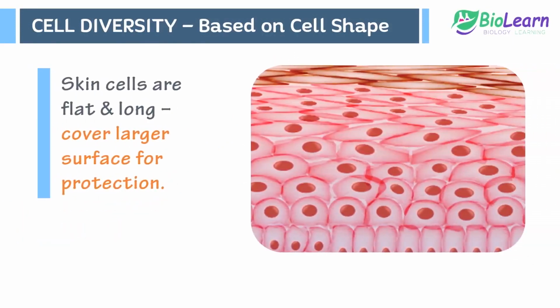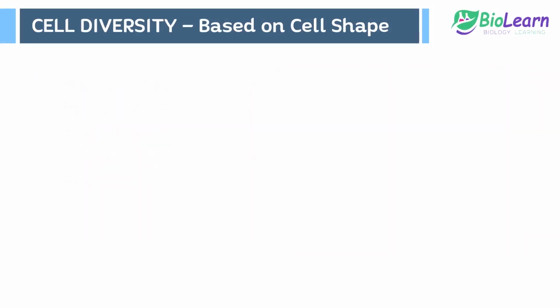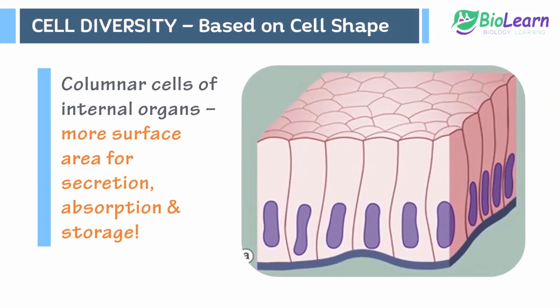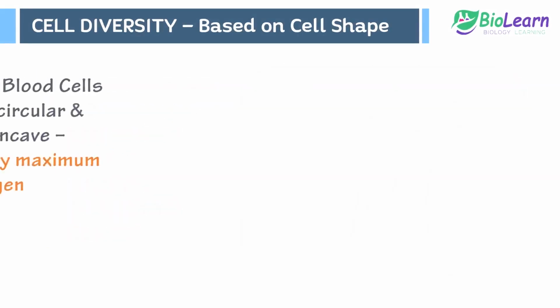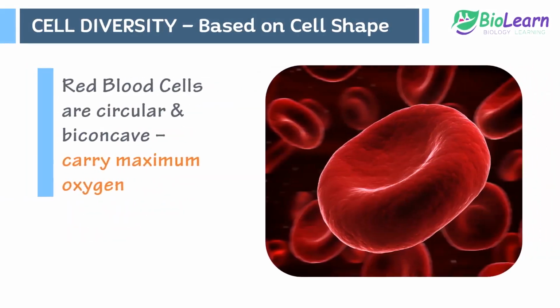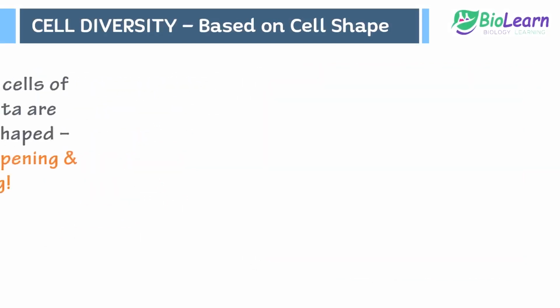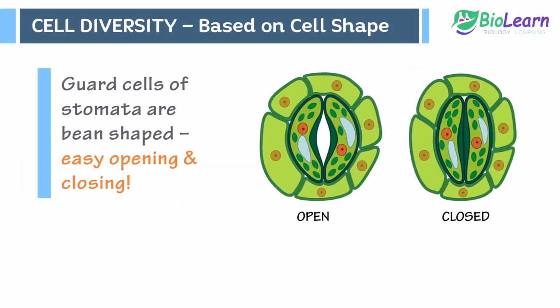Skin cells are flat and long to cover larger surface and protect inner parts. Some internal organs have columnar cells which increase surface area for secretion, absorption and storage of food. Red blood cells are circular and biconcave, which allows them to carry maximum oxygen. Guard cells of stomata in the leaves are bean-shaped to facilitate opening and closing of the pore.